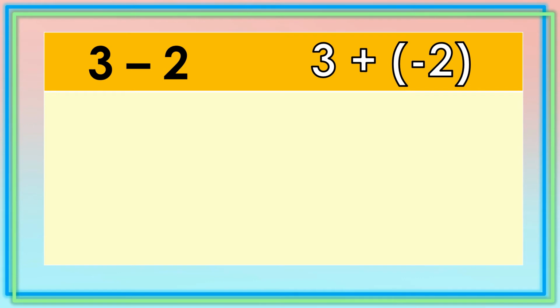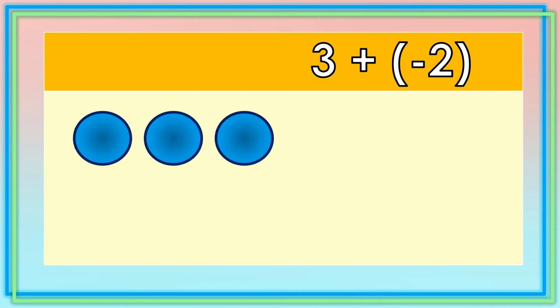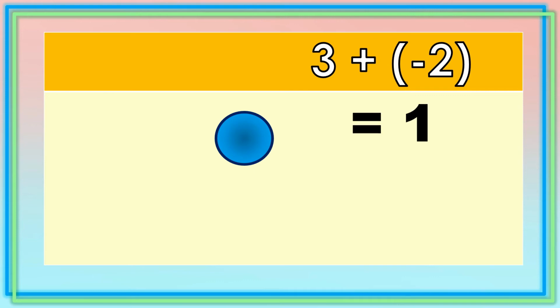So, makikita nyo, yung ating positive 3 ay positive 3 pa din. Yung minus, naging plus. Yung ating 2 or yung positive 2, naging negative 2. So, in 3, ito ay 3 blue chips. Plus, negative 2, ito ay 2 red chips. So, meron tayong zero pair. Tatanggalin natin ating mga zero pair. 1 and 2. Ang natira lang natin ay isang blue chip which is 1. So, 3 plus negative 2 is equal to 1.